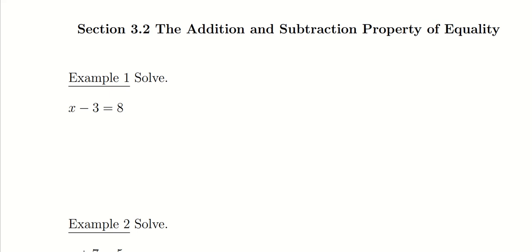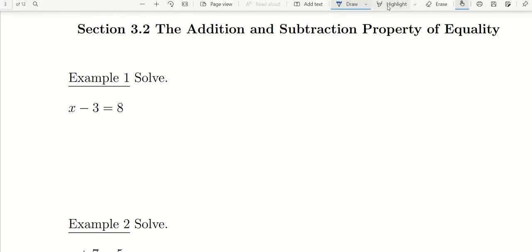In section 3.2, we're going to talk about the addition and subtraction property of equality. The addition and subtraction property of equality says the following. If you have two things that are equal, meaning they have exactly the same value. Let's just suppose it's something like x equals a.